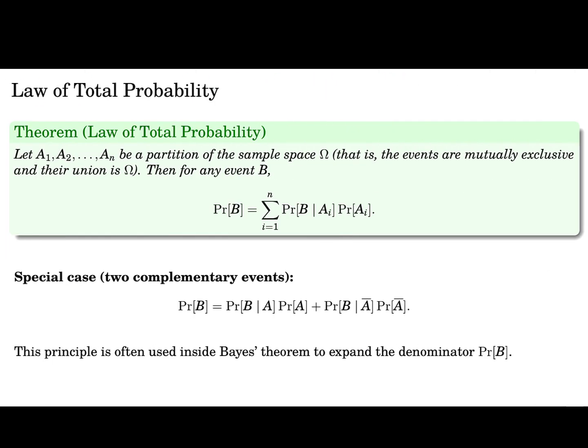The law of total probability says that if you can partition the whole sample space into mutually exclusive events, so these events are all mutually exclusive, it's only one or the other, then you can write the probability of an event B as the probability of B given event A1 times the probability that A1 will happen, plus the same for A2, and so on.